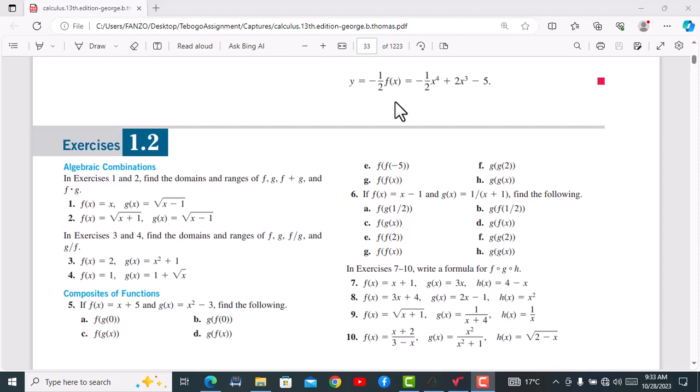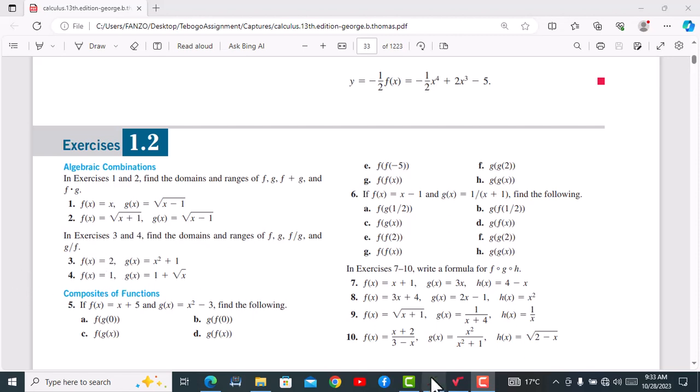Alright, let us continue, guys. I think it is very important that we try very much to understand how things should be. So we have dealt with number 1 and number 2. That is fine. We now have to go to number 3 and number 4. In exercise 3 and 4, find the domain and the range of those functions.